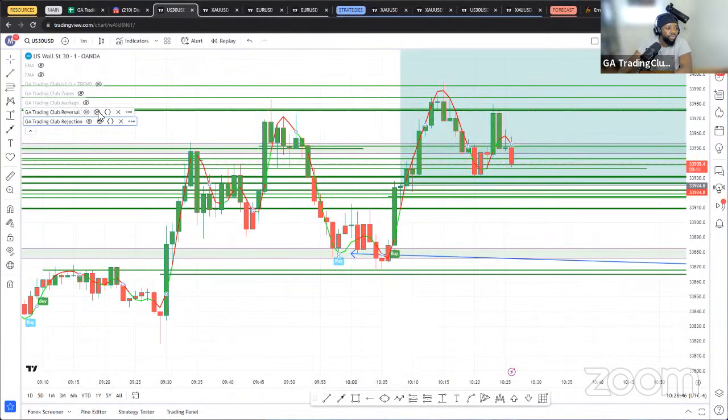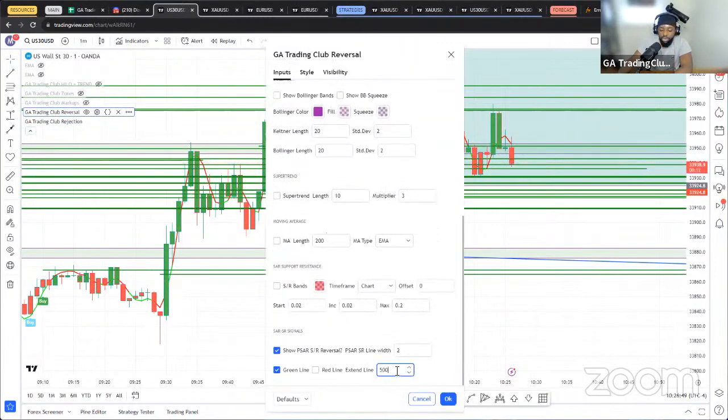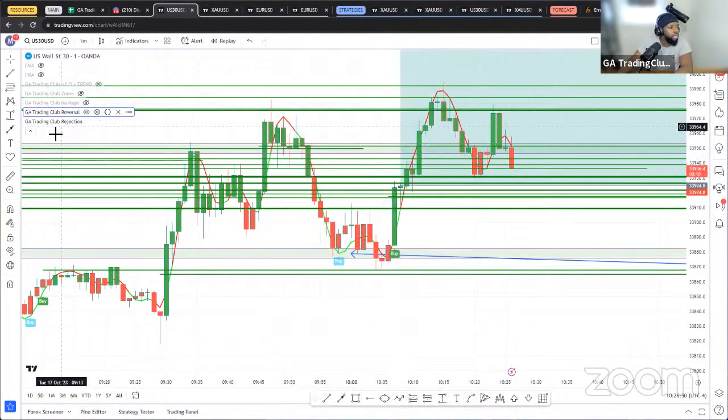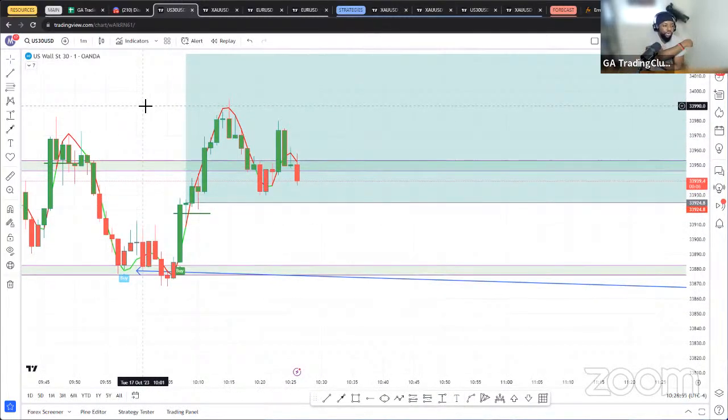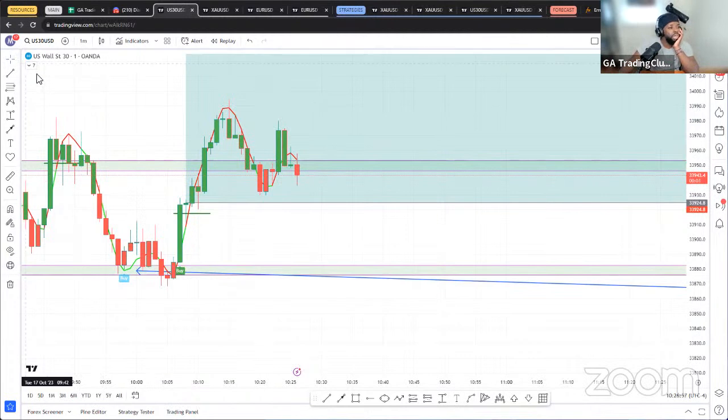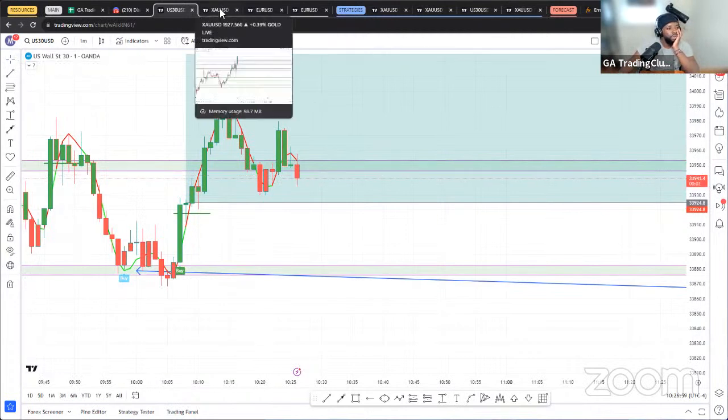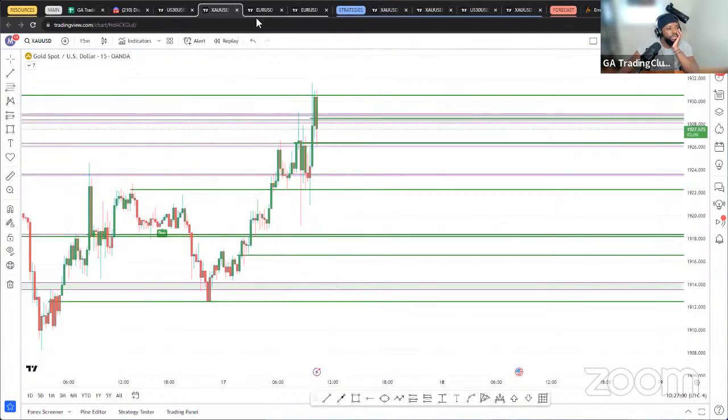We'll just have to do more forward testing with this rejection indicator on these lower time frames.